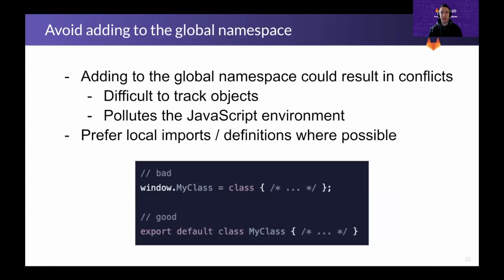Avoid adding to the global namespace. Adding to the global namespace could result in conflicts. It's difficult to track objects which have been added to the global namespace, and it also pollutes the entire JavaScript environment. Prefer local imports and definitions where possible.